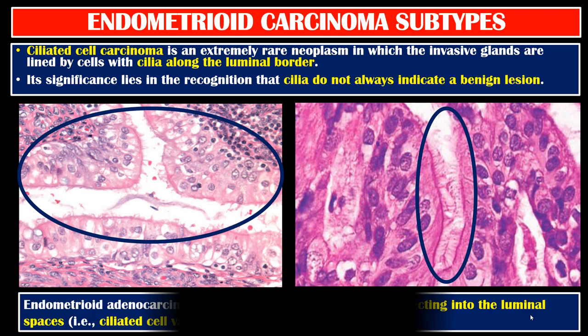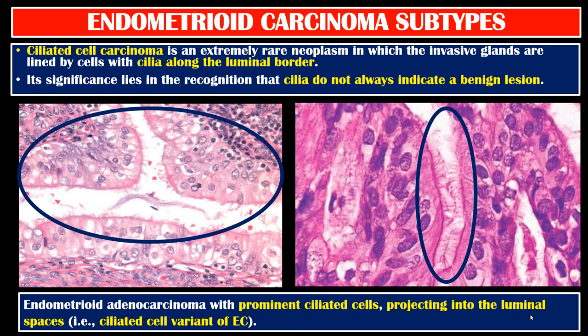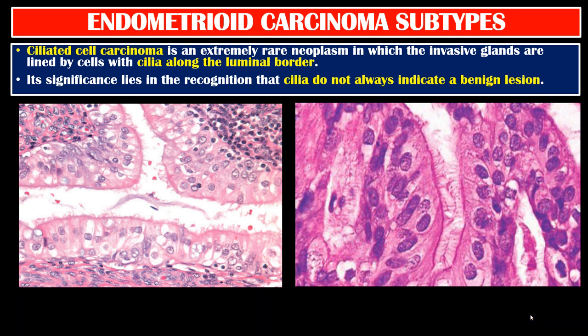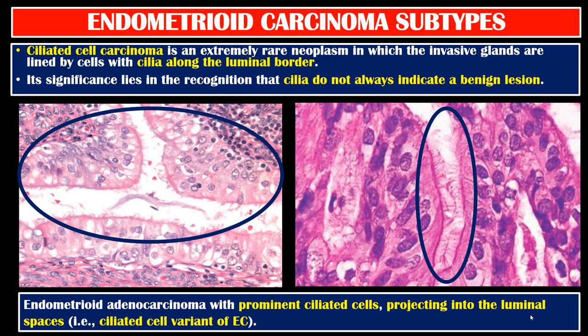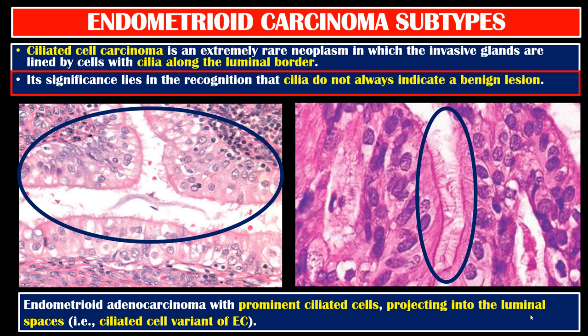Here in these two photos, we can see endometrioid adenocarcinoma with prominent ciliated cells projecting into the luminal spaces. That is the ciliated cell variant of endometrioid carcinoma. I must say that its significance lies in the recognition that cilia do not always indicate a benign lesion.